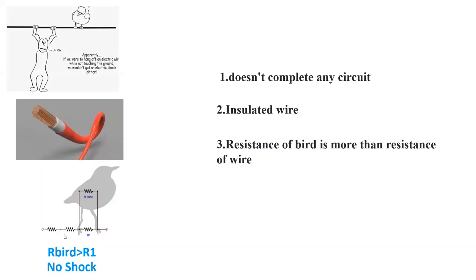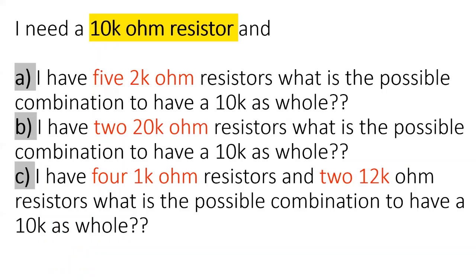If the resistance of the bird is higher than the resistance of the wire between these two legs, then the bird will not get shocked and there is no current flowing through it. So these are the three potential reasons I feel. And I have this question for you. This is like a task for you, so I want you to try this.